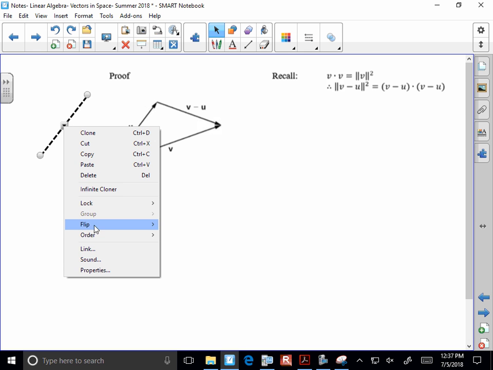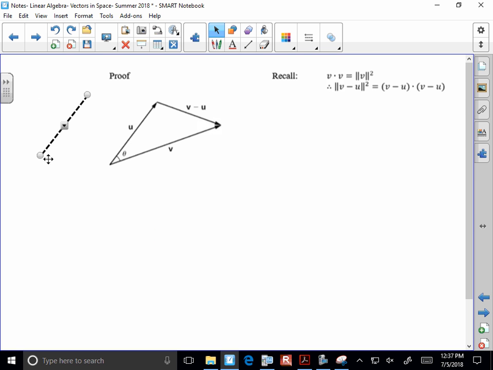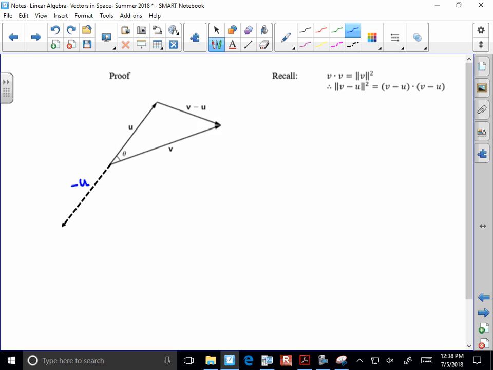So let me flip, right, flip, up, down. So that's my negative u. All right. So I need v plus negative u, so the sum of those two vectors, which again is what you would get if you were to create the corresponding parallelogram from the appropriate vectors.